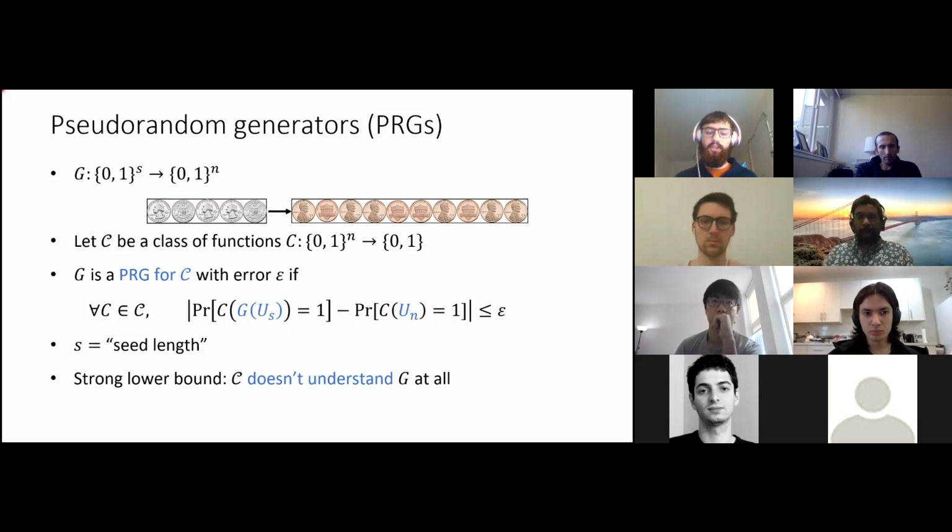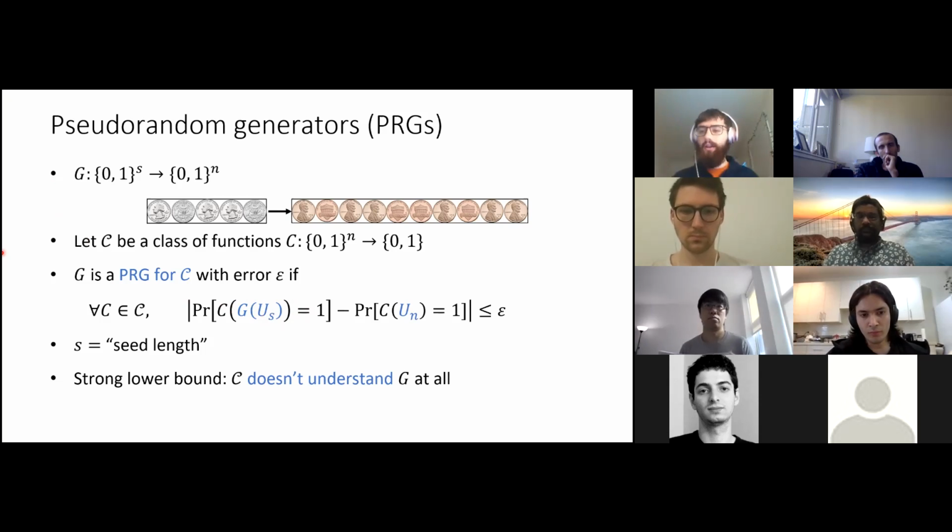You can think of a pseudorandom generator construction as being like a particularly strong type of lower bound against this circuit class. Intuitively, this condition is saying that this circuit class C cannot comprehend at all what this generator is doing. It doesn't understand its operations in the slightest. As far as the circuit class can tell, what the generator is doing just looks like random gibberish.